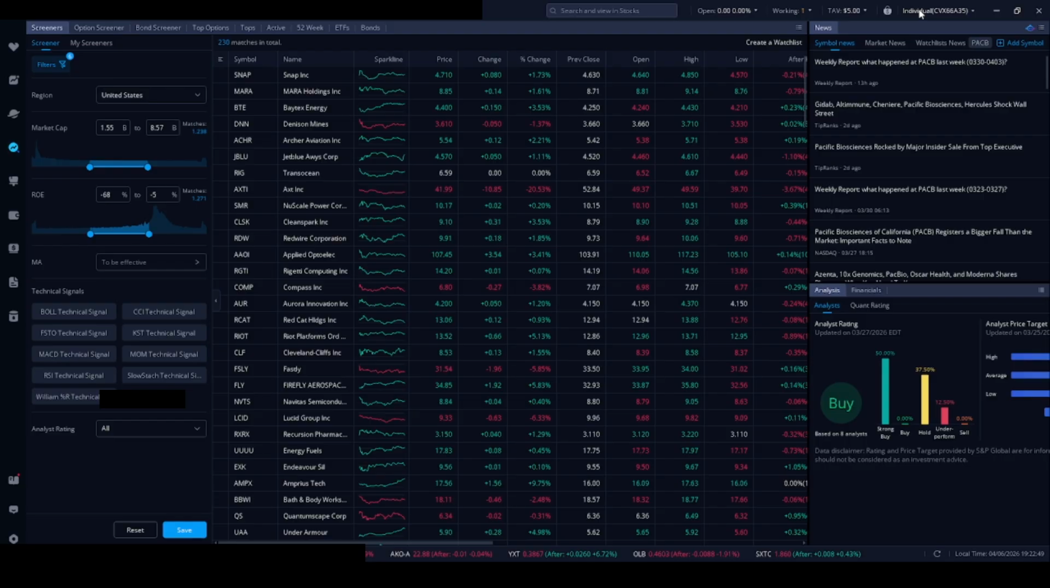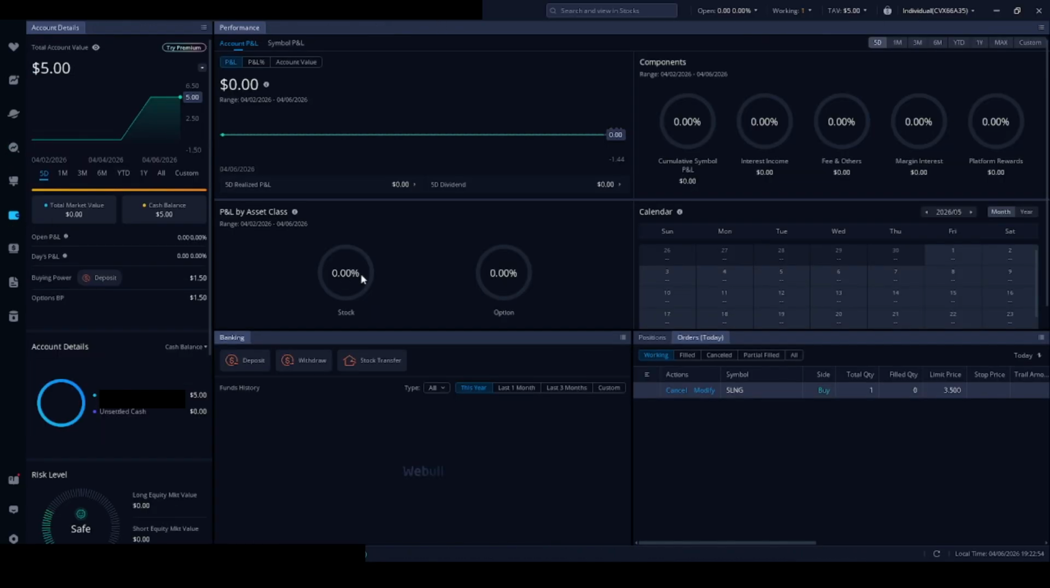Next, you want to access your trade history or order status. This section will show you the details of your recent trades. Pay attention to any trades that have been executed and then sold within a short period, typically within the same trading day. These trades will help you identify if you have potentially violated good faith rules.